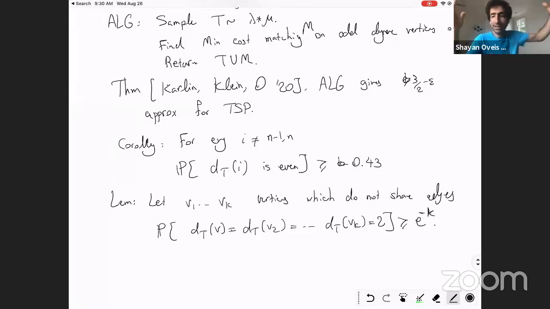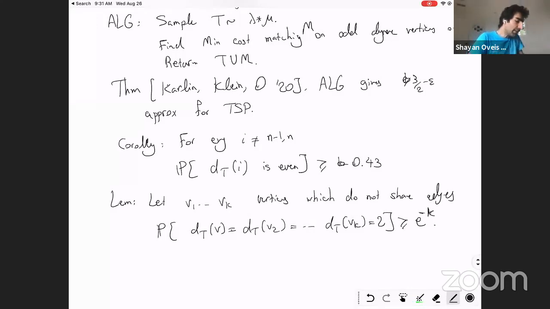So you give me any k vertices in the graph which do not share edges, and think about k as some constant. With a constant probability, essentially, all of them will have even degree in the tree. So it kind of acts like independent. And this e to the minus k is basically the same as the e to the minus k of Hurwitz's theorem.